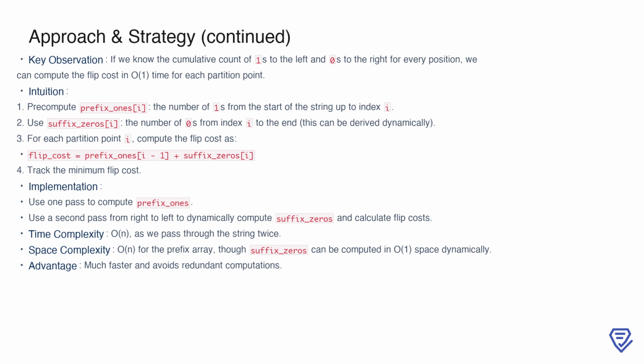By pre-computing these values, we eliminate redundant calculations and reduce the time complexity to O(n), as we pass through the string only twice. Additionally, this approach is space efficient, as suffix_zeros can be computed on the fly without storing a separate array. This optimized method is significantly faster and avoids the pitfalls of the brute force approach, making it a strong candidate for solving the problem.